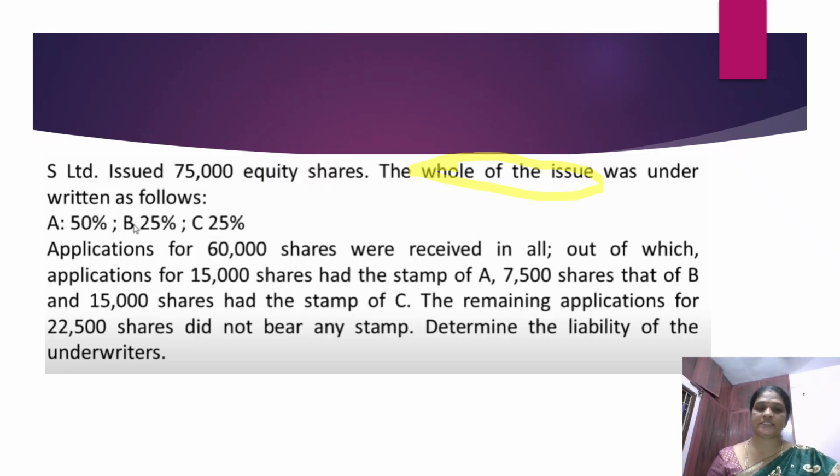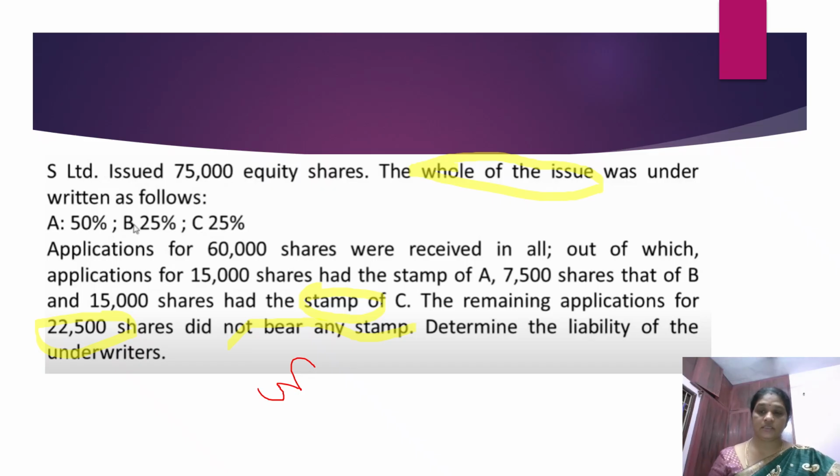Applications for 60,000 shares were received in all. Out of these, applications for 50,000 shares had the stamp of A, 7,500 shares that of B, and 15,000 shares had the stamp of C. If a stamp is mentioned, that means they are marked applications. The remaining applications for 22,500 shares did not bear any stamp. Not bearing any stamp means they are called unmarked applications.